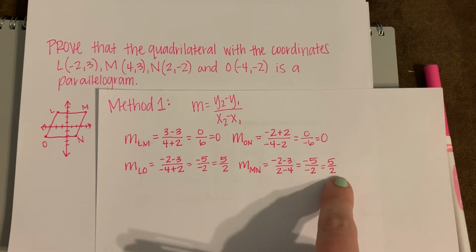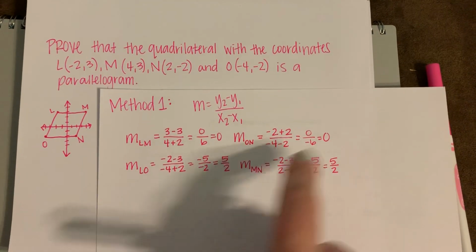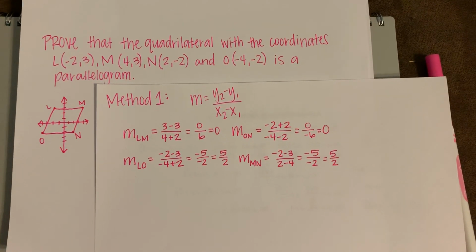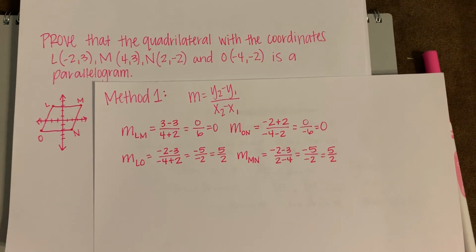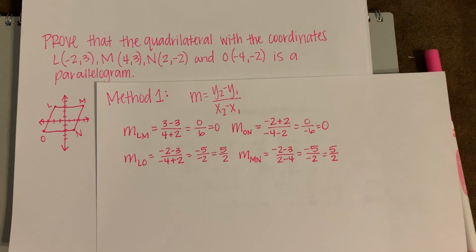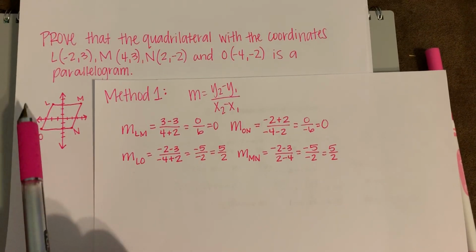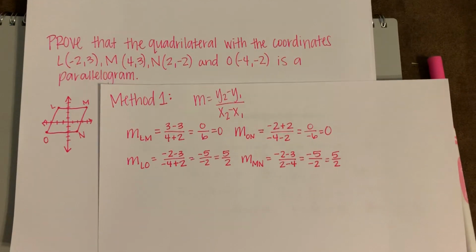Because these 2 are the same and these 2 are the same, that means that both pairs of opposite sides are parallel. That proves that this quadrilateral, LMNO, is a parallelogram.